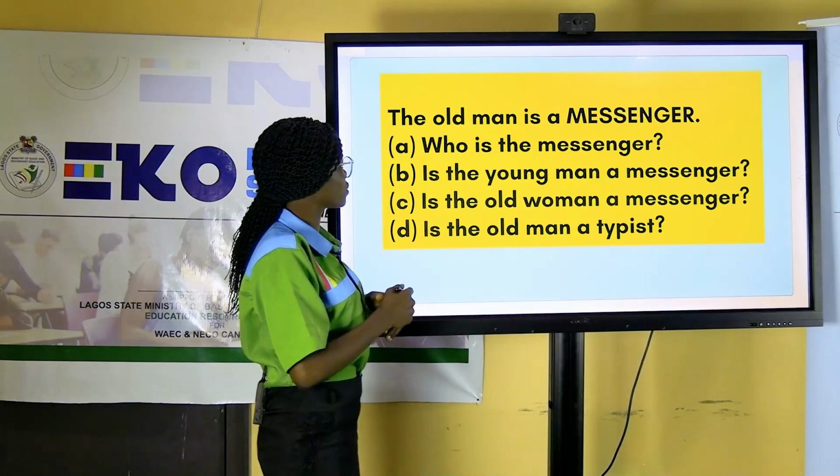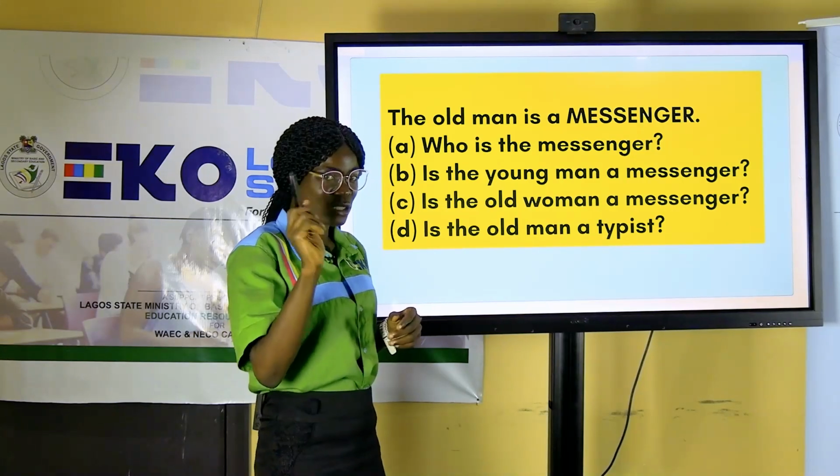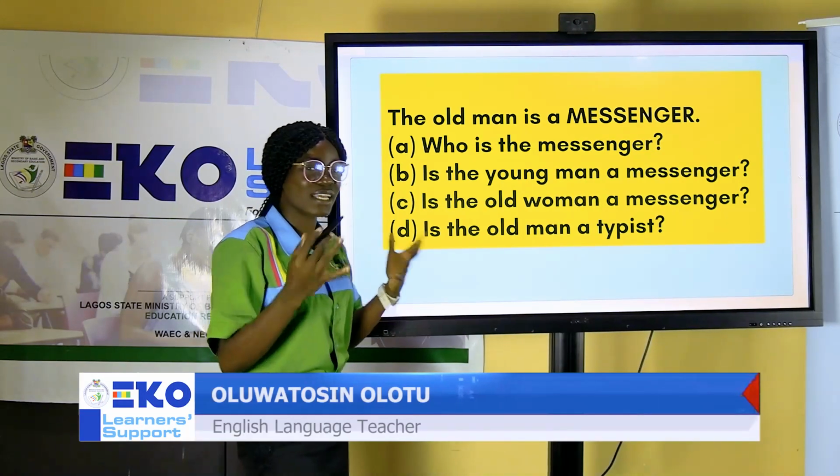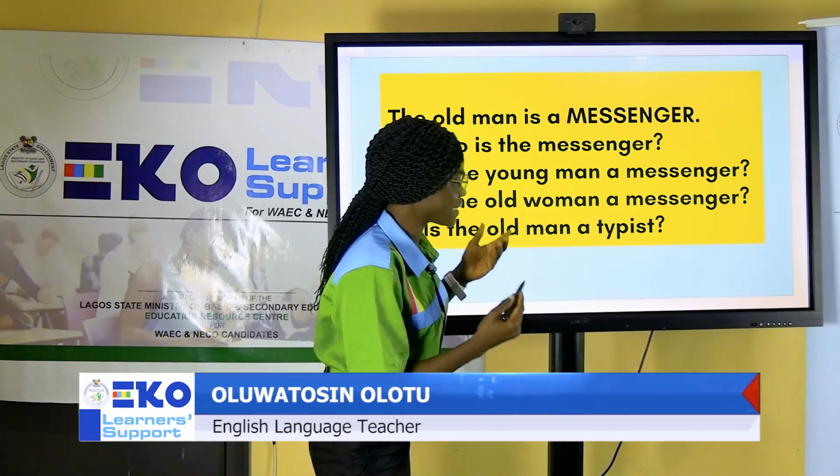So look at the options. Who is the old man? Oh, sorry. Who is the messenger? Is the young man a messenger? No. Is the old woman a messenger? No. All these are not drawing our attention to the emphatic stress. The last option that is drawing our attention to the emphatic stress is, is the old man a typist?